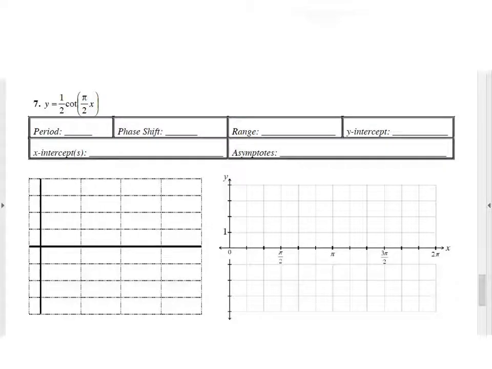Cotangent. Now, the difference between cotangent and tangent is the center and the asymptotes. Tangent is undefined at pi over 2 and negative pi over 2. But when we think about cotangent, let's look at our unit circle here. Cotangent is a little different than tangent. Not that different, but a little different. What's on the bottom of cotangent?